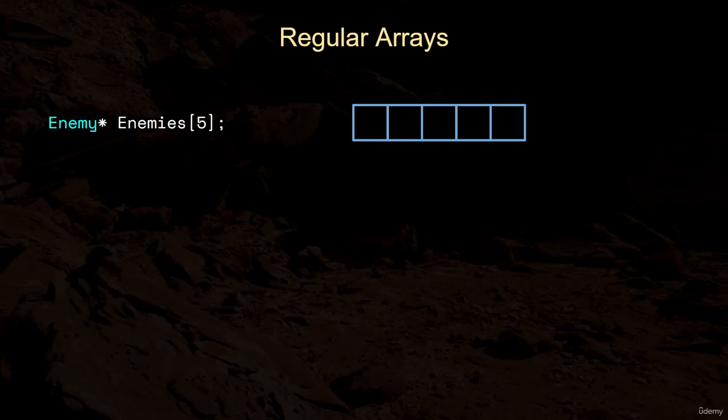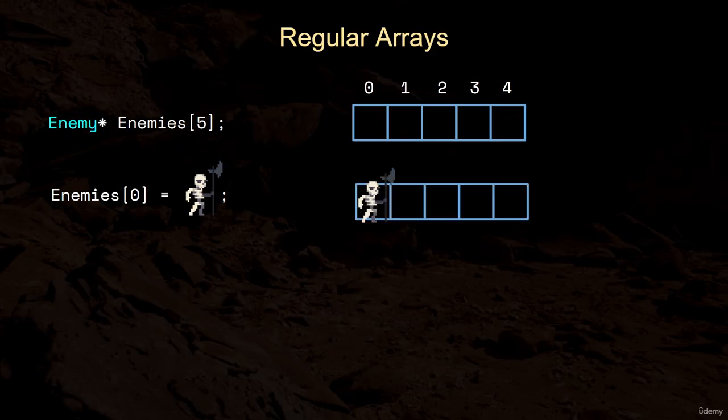Now, with regular arrays, the array indices start at 0. So the very first element in the array has array index 0, and the next one has array index 1, and so on. So our 5-element array has indices 0 through 4. Now, we may wish to place the address of an enemy in our array at the index 0. So this results in our array now having valid data in its first element, element 0. And we can continue this process, specifying which index to insert our enemy pointers into.